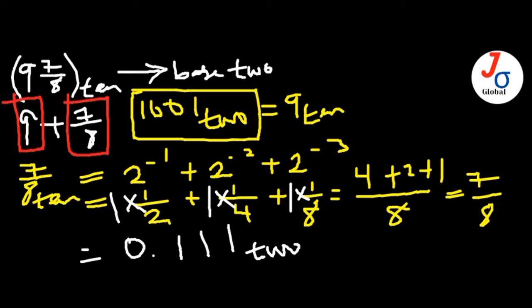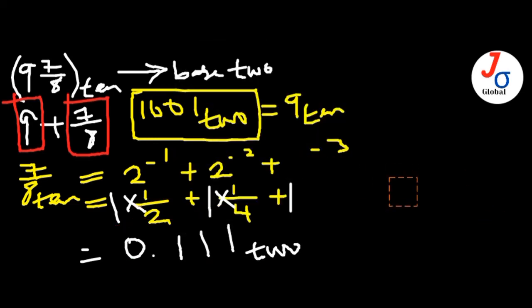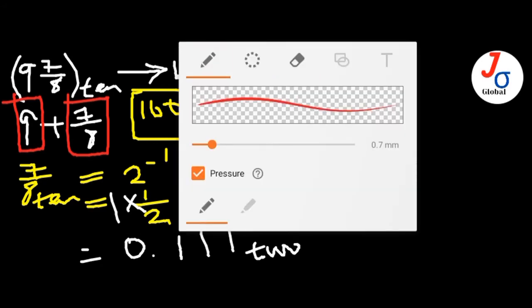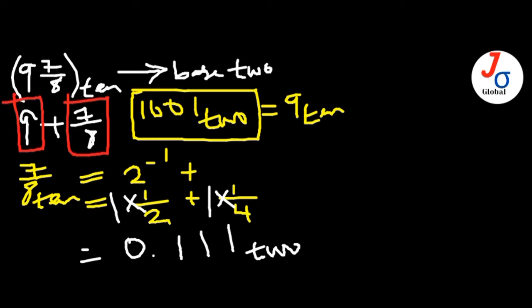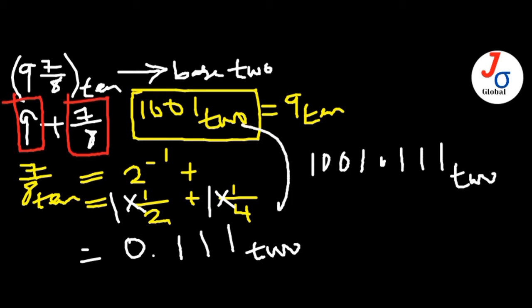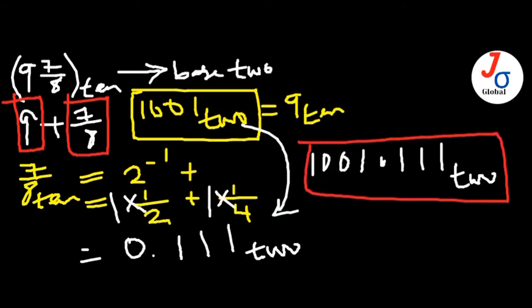Now, coming back here, you have 9 plus 7 over 8. So what's our 9? Our 9 is 1001. And our 7 over 8 is this. So I'm going to join the two together. So basically my final answer has to be 1001.111 base 2. So I've combined these two together, and what I get is this guy here. So this is my final answer.